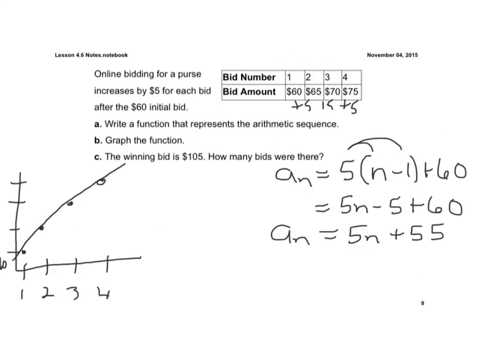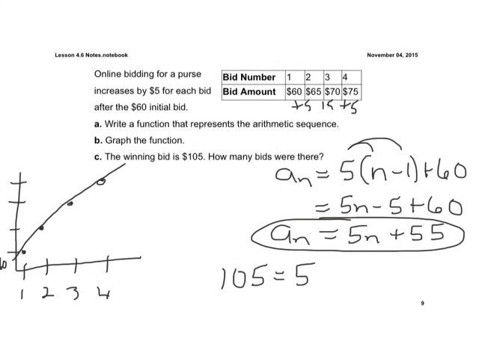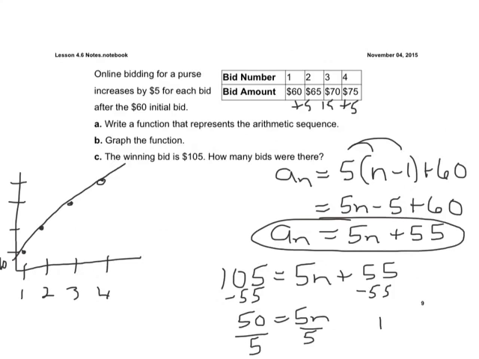Last thing here, they say the winning bid is 105. How many bids were there? We know n is the number of bids, so if the winning bid was 105, we're not going to plug it in for n. We're going to plug that in for our a sub n. That's our total. So $105 is equal to, using this general formula, 5n plus 55. Now we need to solve for n. If we subtract 55, we get n by itself. 50 is equal to 5n. Divide by 5, divide by 5. n is 10. So 10 is the number of bids there were if the winning bid was $105.